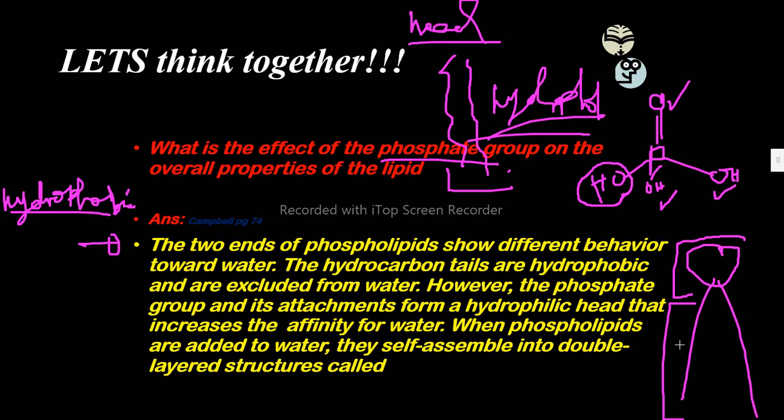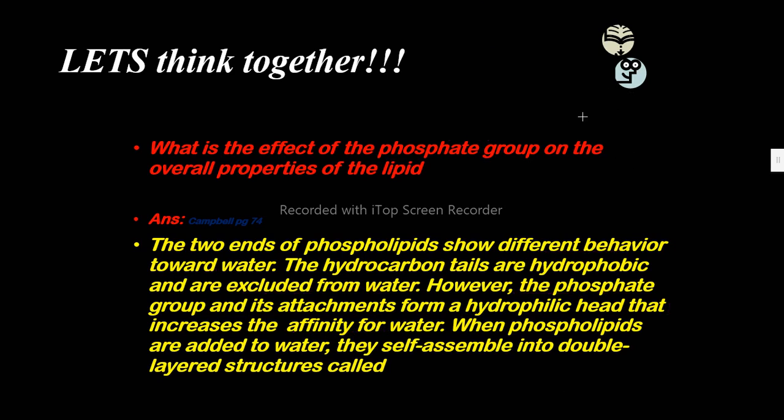So the two ends of the phospholipid show different behaviors towards water, whereby this hydrocarbon tail is hydrophobic and therefore excluded from water. However, the phosphate head is hydrophilic in nature, and so it has too much love for water.